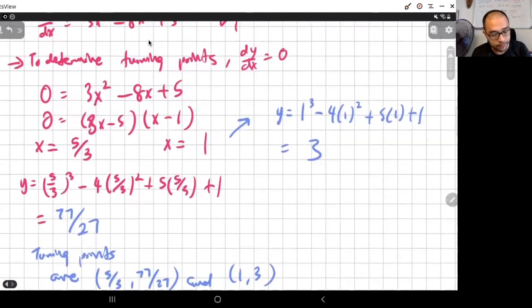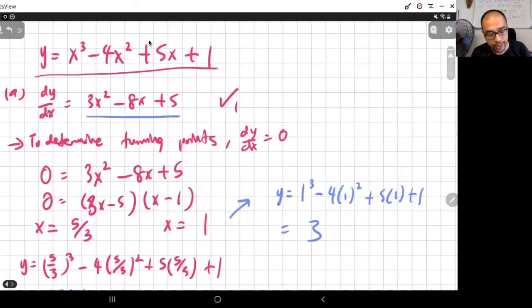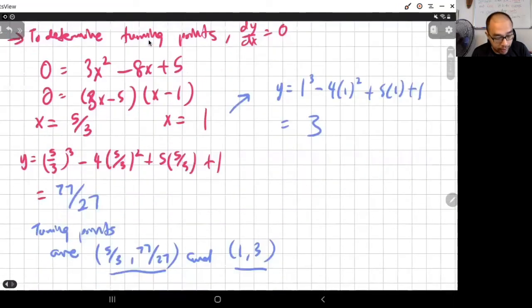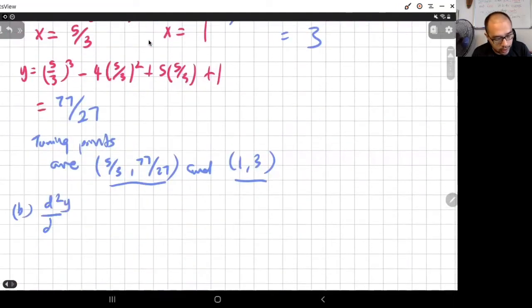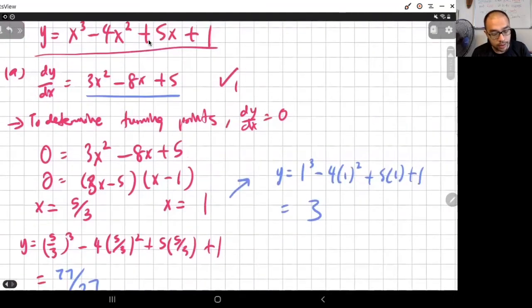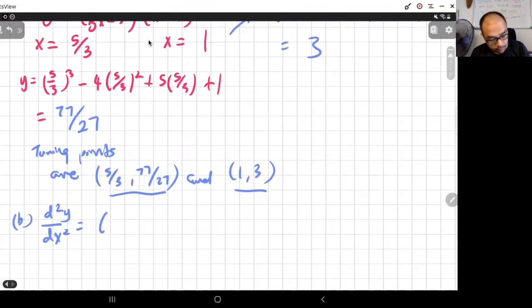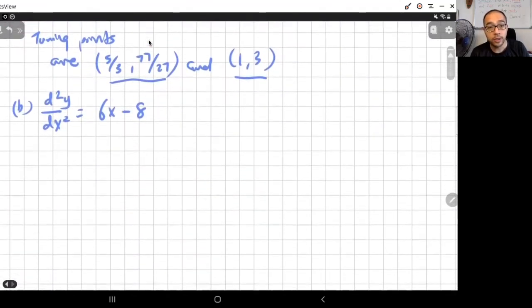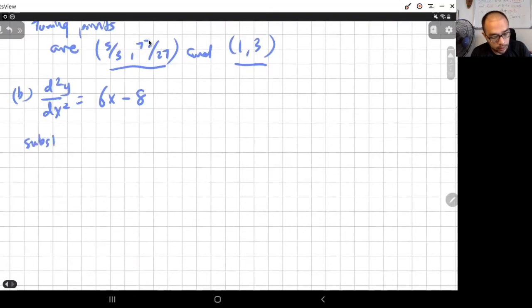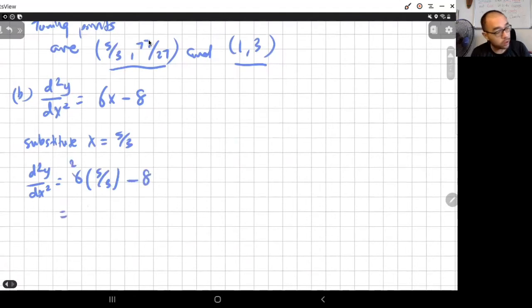If dy/dx is 3x squared minus 8x plus 5, the second level, d2y/dx2, will be equal to 6x minus 8. Okay, so we substitute. Substitute x equals 5 over 3. Let's do this first. So d2y/dx2 equals 6 times 5 over 3 minus 8. You should get 2.